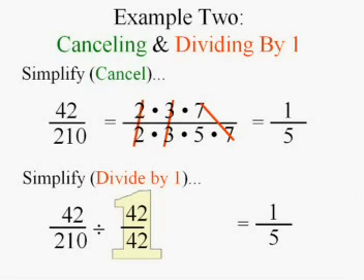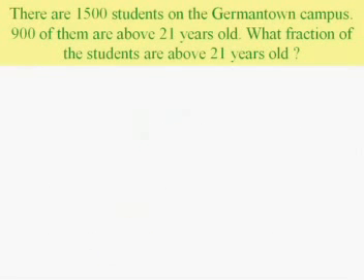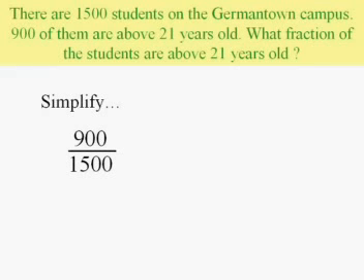Now it gets more difficult than that. Consider this problem. There are 1,500 students on the Germantown campus. 900 of them are above 21 years old. Suppose I asked you for a reduced fraction of students that are above 21 years old. Well, we do the selected over the total, which is 900 over 1,500. But I want a reduced fraction. We're not always going to tell you to simplify. You have to know to always simplify for the rest of your math life.